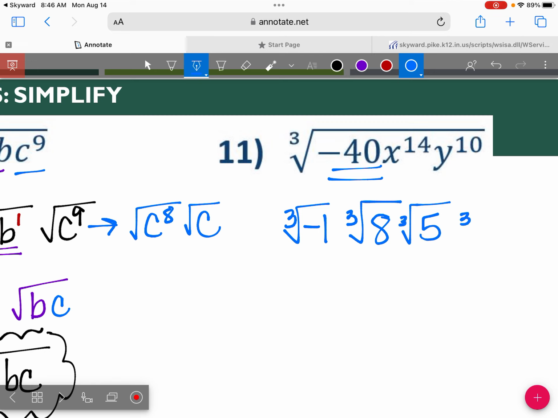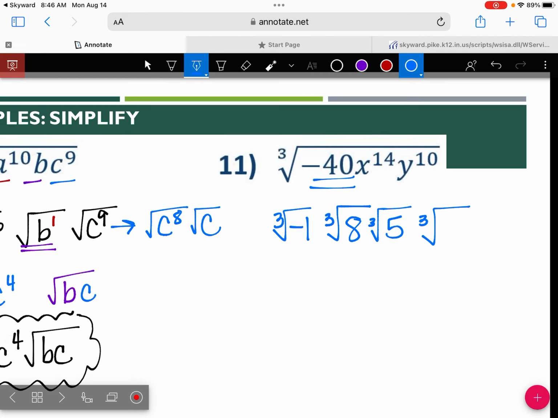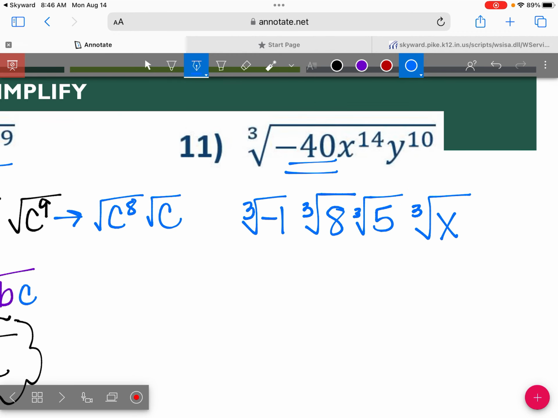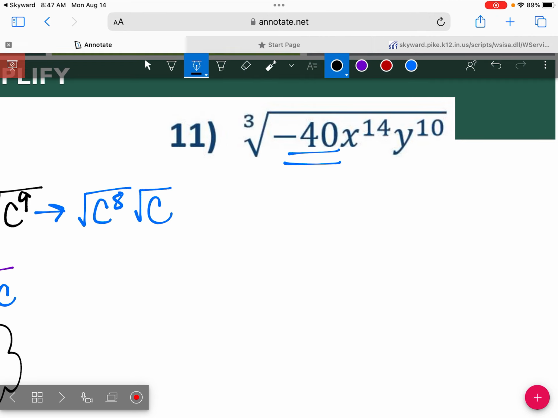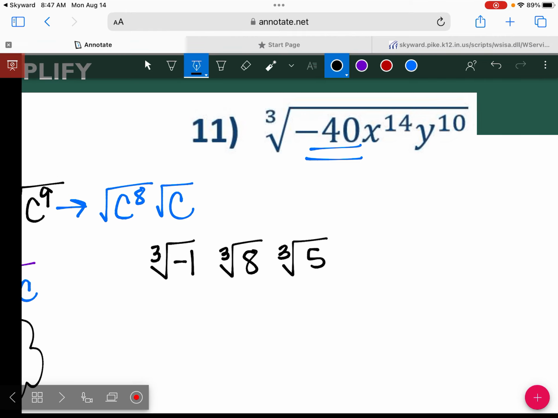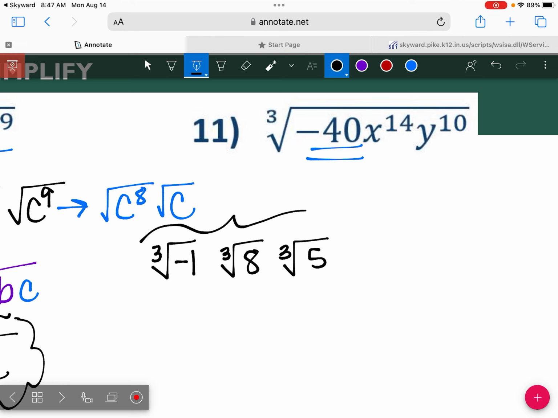And then I have the cube root of x to the 14th, which can be written as x to the 12th and then x squared. Sorry, I'm going to have to rewrite this row because I can't fit it. Let me rewrite it. And all three of these multiply to give me that cube root of 40. So I just broke that 40 down.